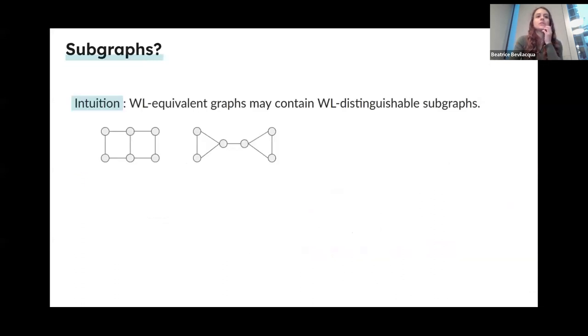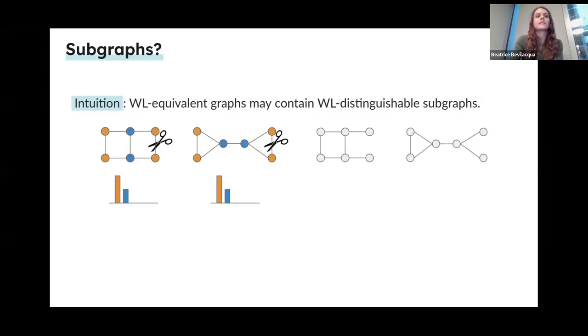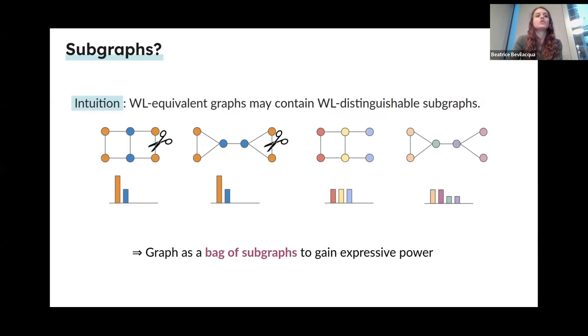So what's the intuition? Even if some graphs that are non-isomorphic are WL equivalent, as the two shown here, they may contain subgraphs that are instead distinguishable by the WL test. This means that the idea is to use a bag of subgraphs to gain in expressive power.